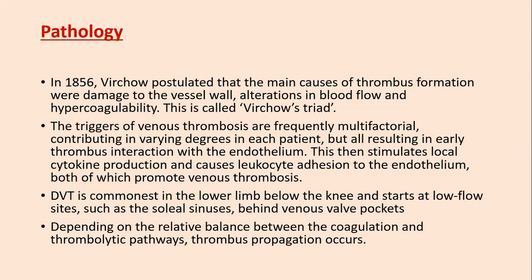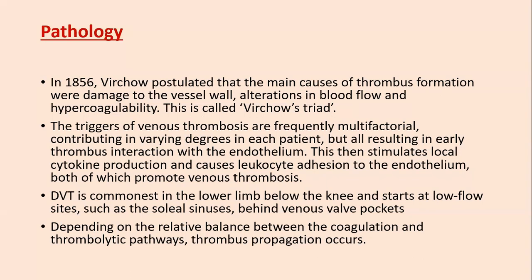Pathology. In 1856, Virchow postulated that the main causes of thrombus formation were damage to the vessel wall, alteration in blood flow, and hypercoagulability. This is called the Virchow's triad. So the Virchow triad is damage to the vessel wall, some alteration in blood flow, and a hypercoagulable state. If any of the three things occur, then it may lead to thrombus formation.